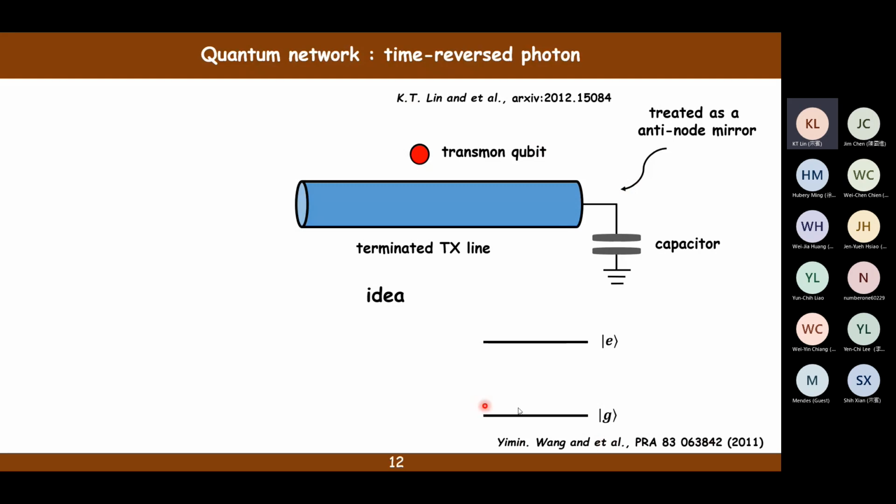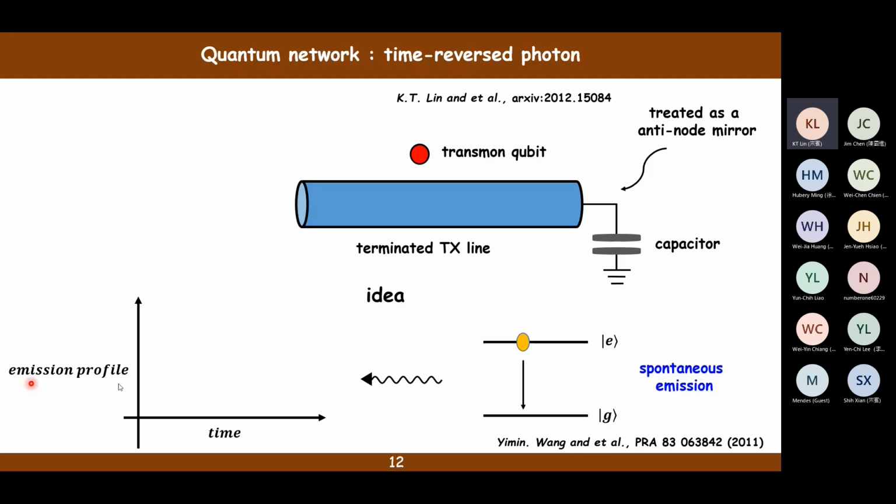Suppose we have a two-level atom here, initially in the excited state. When it undergoes spontaneous emission, the energy will be released from the qubit, and you can observe the photon from the left-hand side. Then you can compute the emission profile as a function of time, and it's an exponential decay waveform. Everybody knows this property of spontaneous emission. The whole idea is, how about we reverse this process? If we reverse this emission profile as our input signal, interacting with this transmon qubit, what happens?